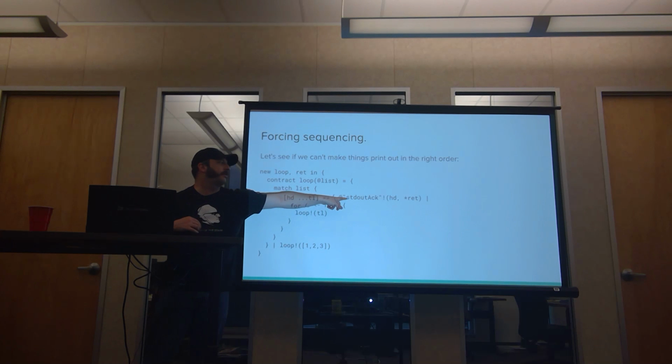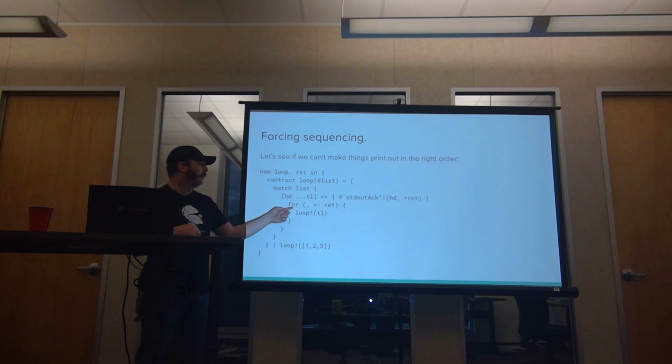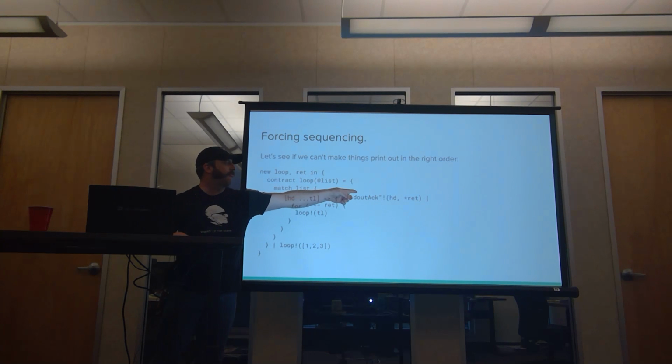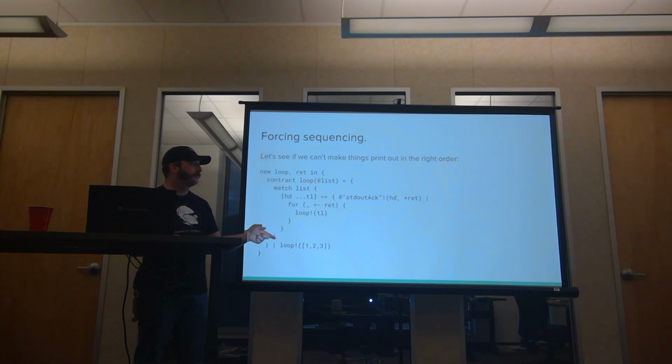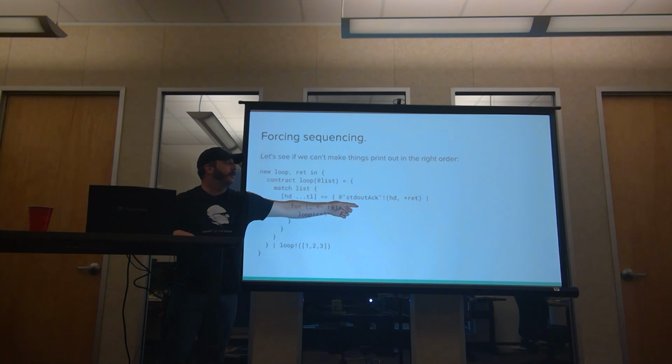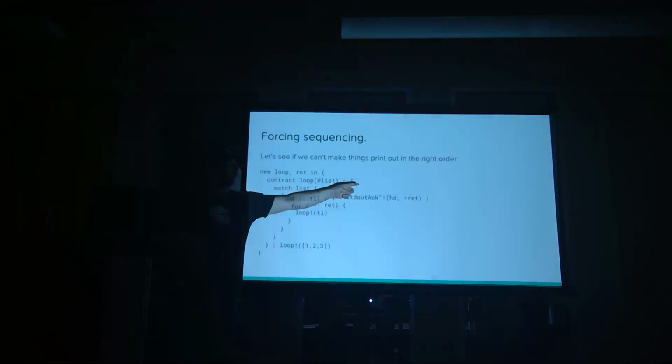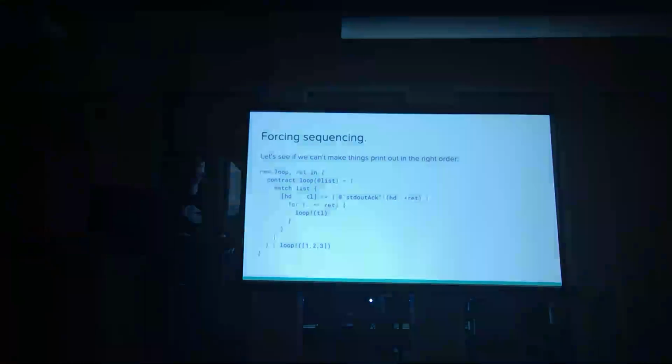And it turns out this is already implemented. There's a standard out ACK. So what it does is it prints the first value, and then after it is done printing, it sends a message on the ret.